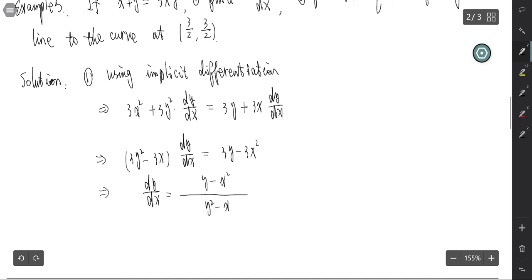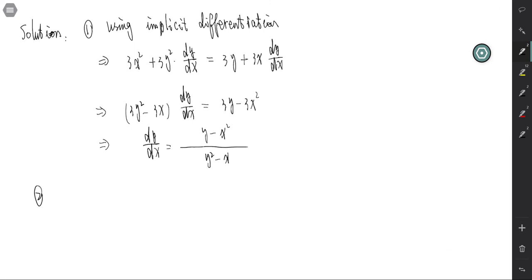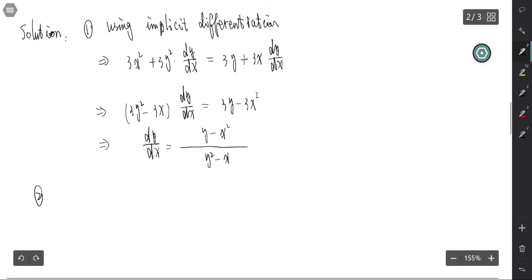That's the first derivative. And then we find the equation of the tangent line. The slope is the derivative at that point. So dy over dx at that point is 3/2 minus 9/4 over 9/4 minus 3/2, that is negative 1.